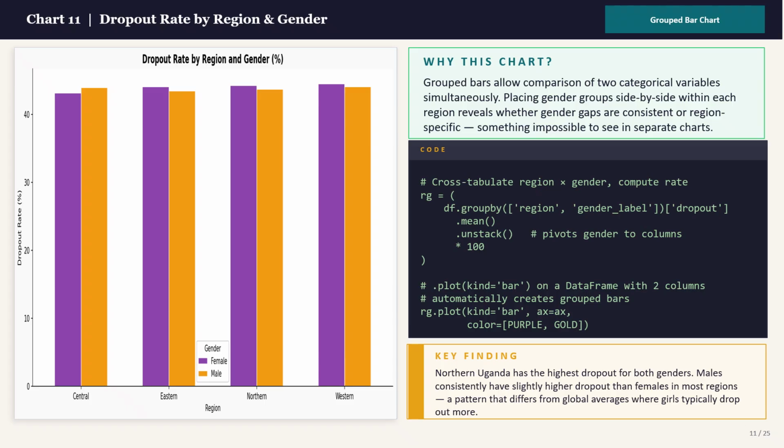So we have the code. This shows how we cross-tabulate region and gender, and then compute the rate. Then in the code, we plot the kind bar on a data frame with two columns, and this automatically creates the grouped bars. The key finding was that northern Uganda has the highest dropout rate for both genders. Males consistently have slightly higher dropout than females in most regions, and this pattern differs from the global averages where girls typically drop out more than boys. And this was a bit strange.